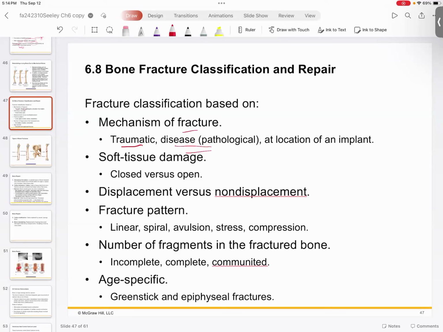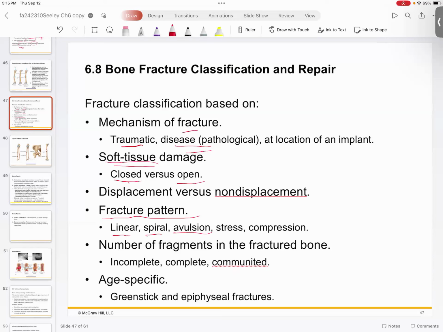It can be based on whether or not there's soft tissue damage, so closed, for instance, versus open. So that would be a dramatic fracture, or displacement versus non-displacement. So whether or not it's actually grossly displaced in terms of its original positioning. We oftentimes will also look at it in terms of fracture pattern. So what is the geometry of the force that created the fracture? For instance, is it a linear, a spiral fracture, an avulsion, a stress fracture, a compression fracture? So these are different types of fracture patterns that we see depending on how the stress is acting on the bone and the nature of what happens to that particular bone.